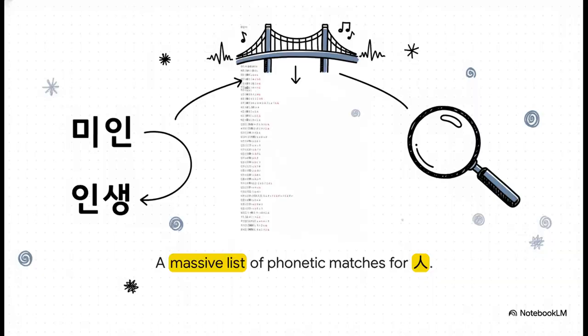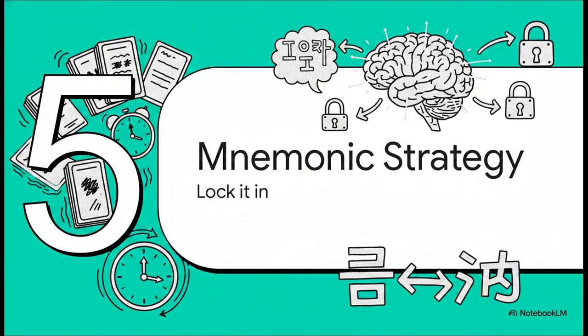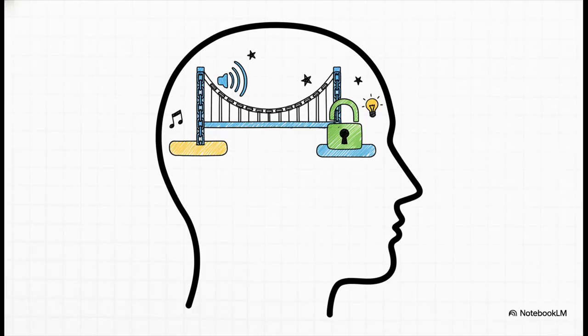Moving right along to Section 5, mnemonic memorization strategy. Okay, so how do we actually lock this into our brains permanently? We really need to shift away from rote repetition, just staring blankly at flashcards until your eyes cross, and move toward a strategic mnemonic approach. The strategy here is incredibly simple.